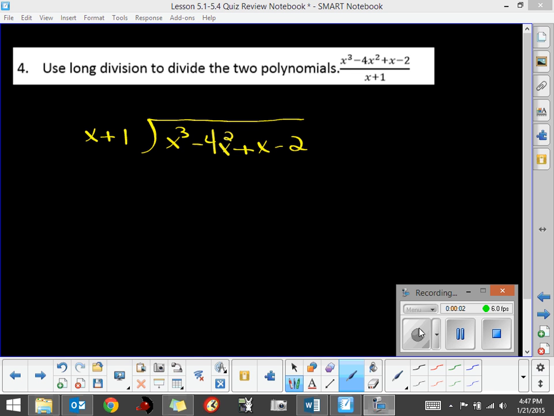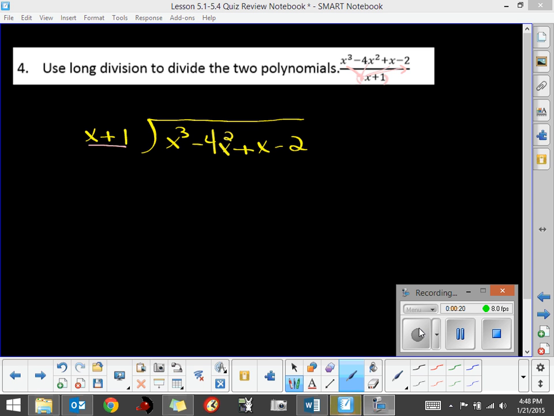In 4, we're supposed to use long division to divide the two polynomials. What we've done is we made a transition. In the earlier ones, we were dividing by monomials. Now we're dividing by a binomial. So when we're dividing by a binomial, we can't just distribute this to each one. It's not like I can distribute to each one of these and have anything worthwhile turn out of it.